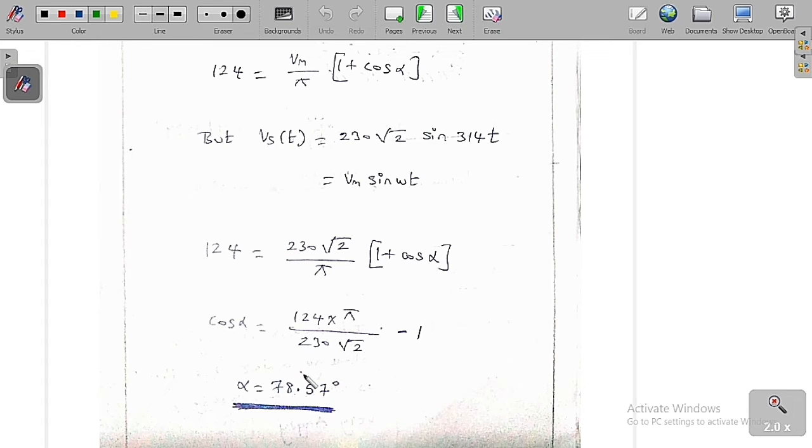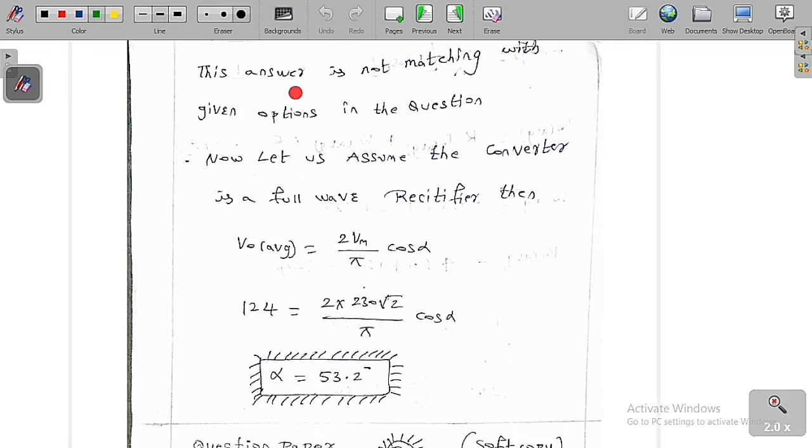But if you do some manipulation, then you can get option D. You can see clearly here, alpha is equal to 78.57 degree is not there in any of the options. So you are going to get the marks for this question because they have given a wrong question. But if you do some manipulations, then you are going to get the result which is given in the options. This answer is not matching with the given options in the question.